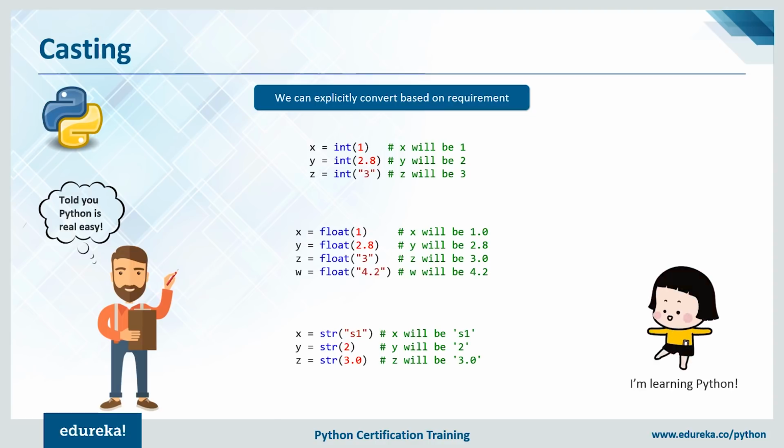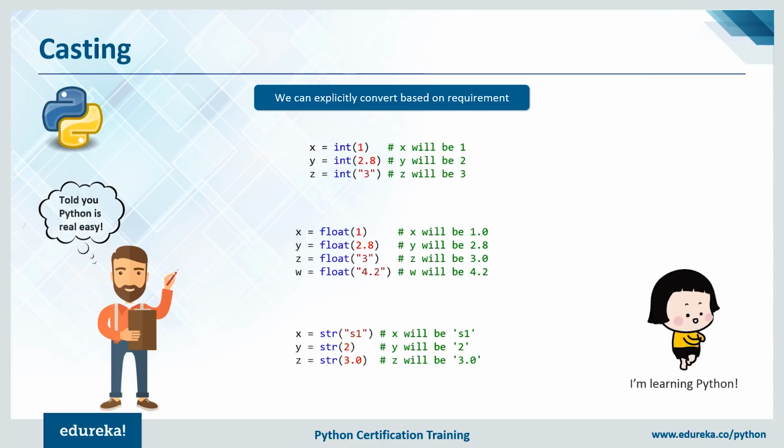Now let's consider float, guys. x is equal to float of 1. In this case, it's a little tricky because there is nothing after the floating point, right? So basically, Python attaches zeros for us when there is nothing after the point. Float of 2.8 will remain 2.8. Float of 3 with quotes, as you can see, will remain 3.0. And float of 4.2 with quotes will be 4.2 as well.